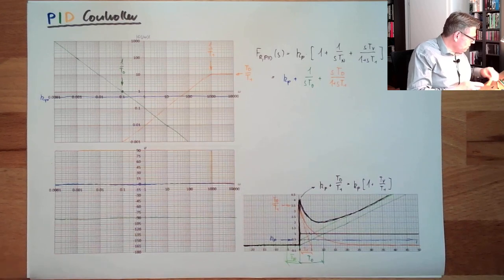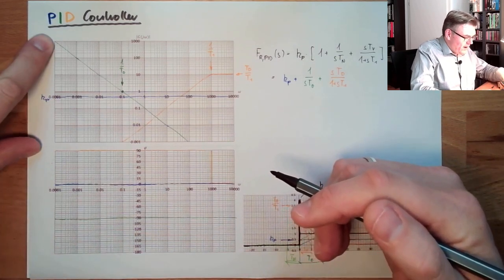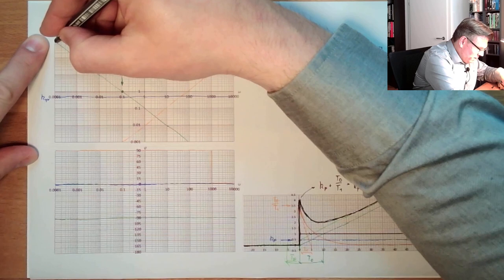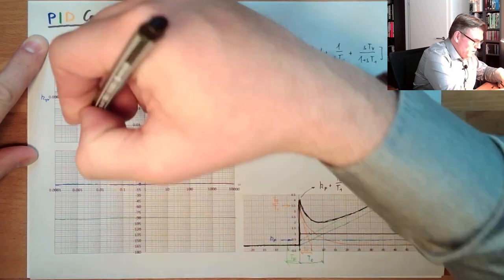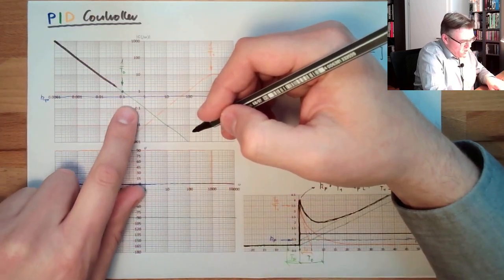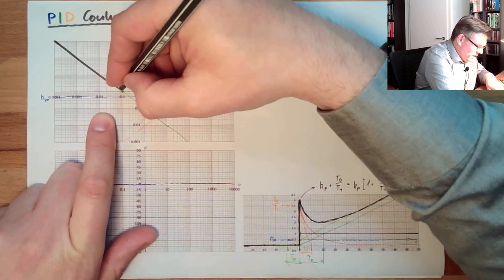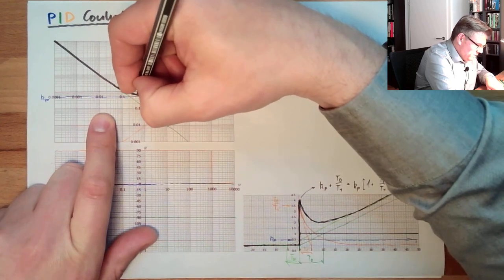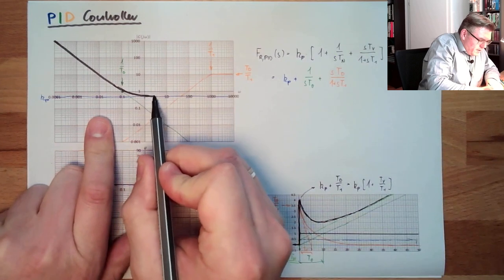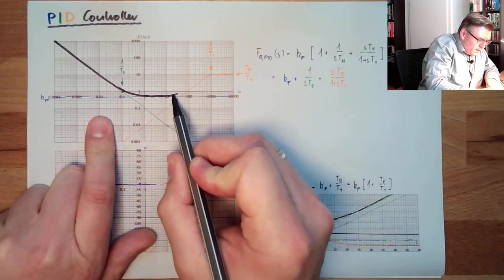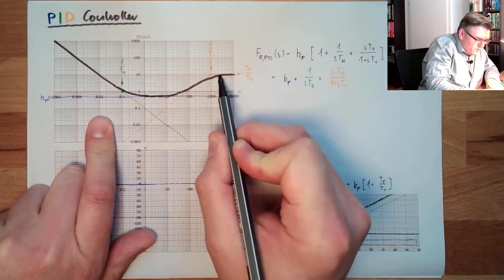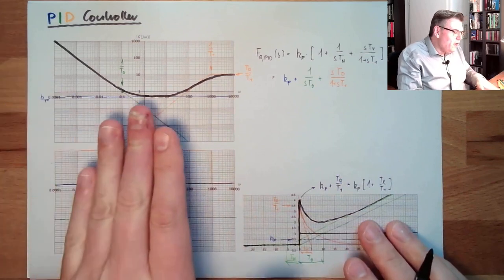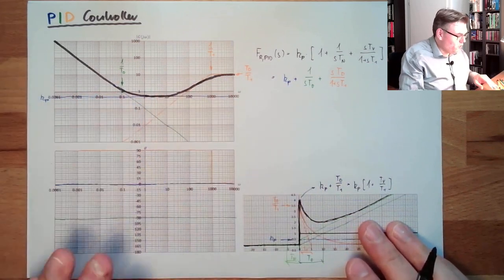Good. And how does it look in combination? Well, at the beginning, this is by far the dominating one. The I part is the dominating one. So we are here. Then we are getting to the place where P and I are pretty much the same. So we will transition. Then we have the P part as dominating part, and then we will have a transition, and suddenly the D part is the dominating part. So we end up in a transfer function looking like this.